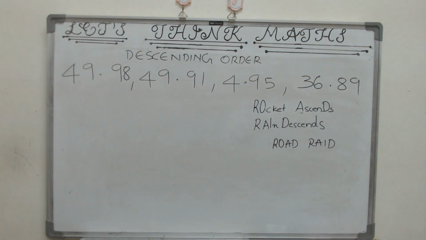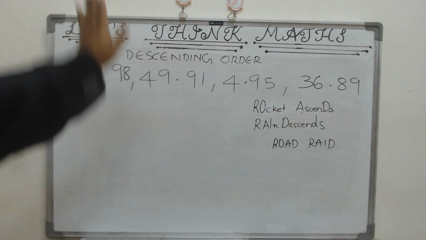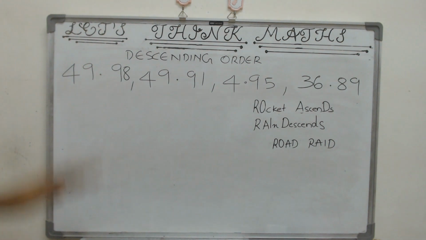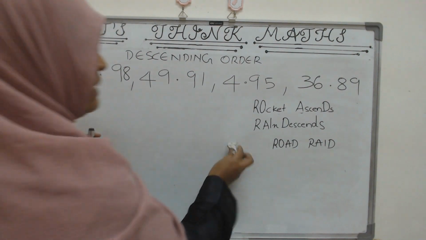Now let's try to arrange these 4 numbers in descending order. Please don't get confused between ascending and descending. Remember, a rocket ascends. From down it goes up, but rain descends. From up, rain comes down. So we need descending order. We need to be like rain. From up, we need to come down. So remember rain, this will help you.